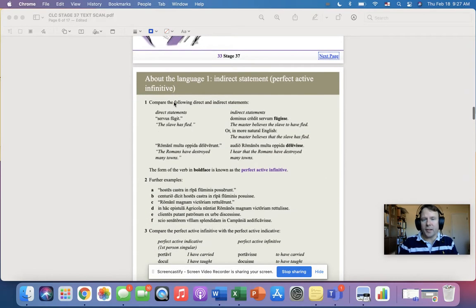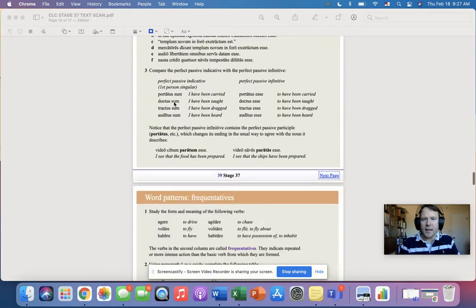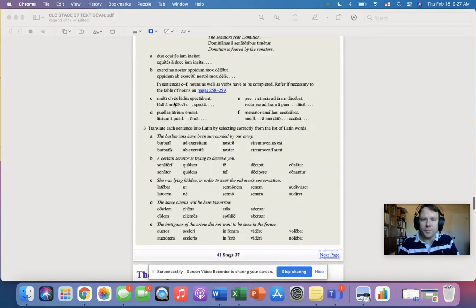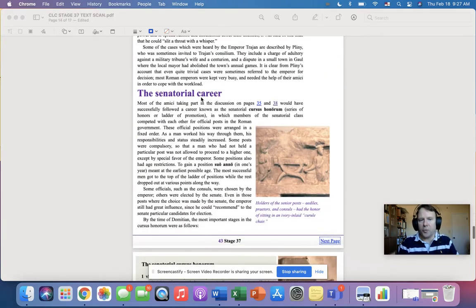Then you get the section about the language for the indirect statements. We have a culture essay here about the Emperor's Council, about the amici principes, and about the career of a senator in the time of Domitian. Domitian rules from 81 AD to 96 AD.